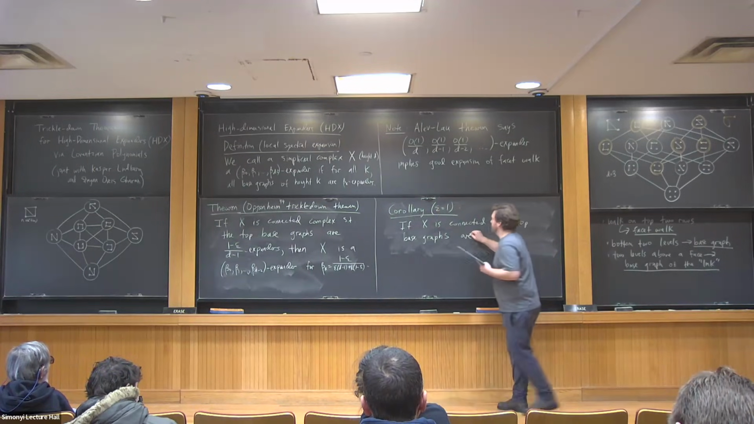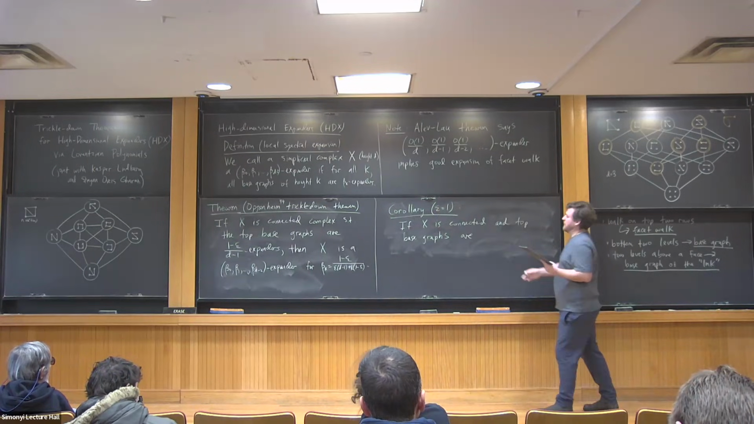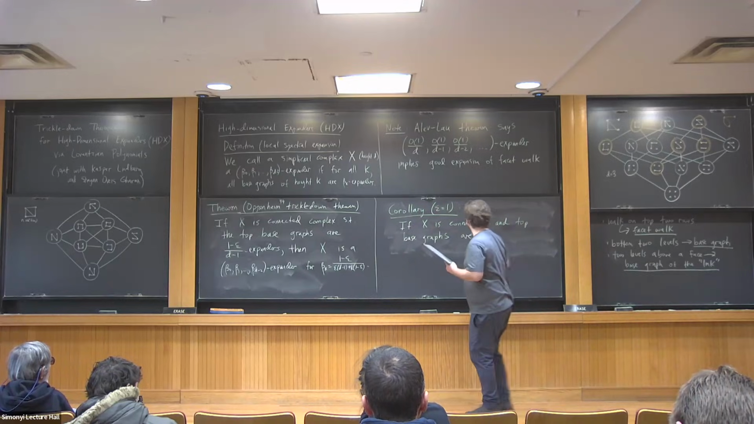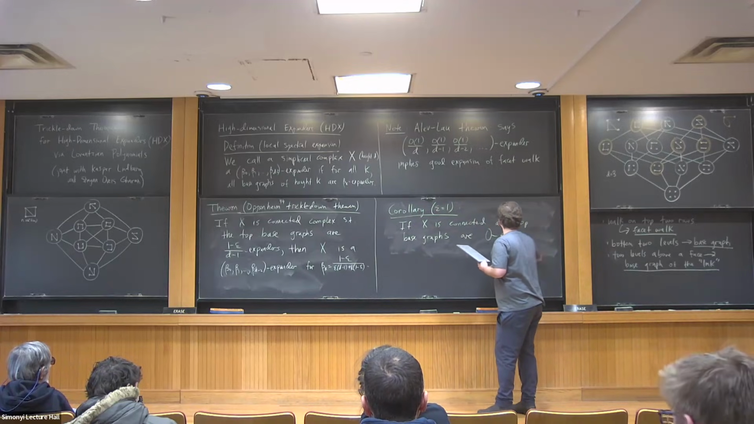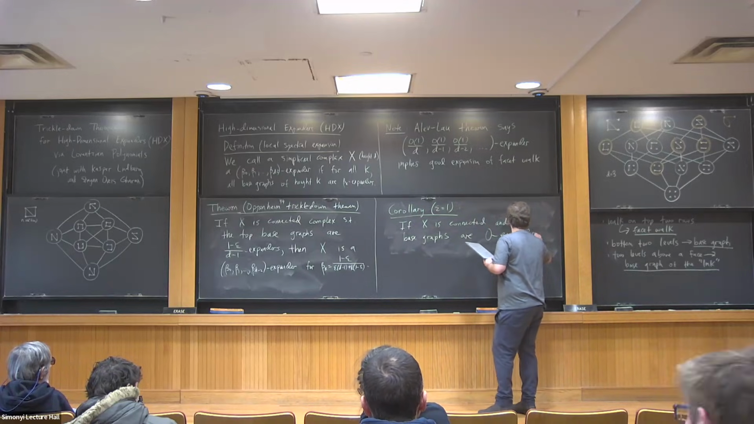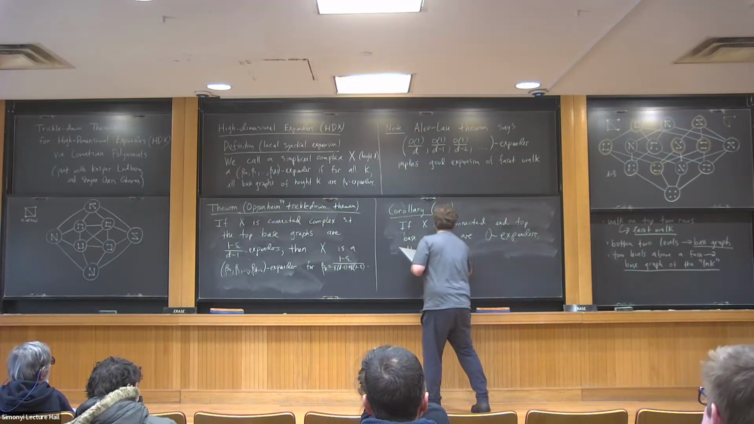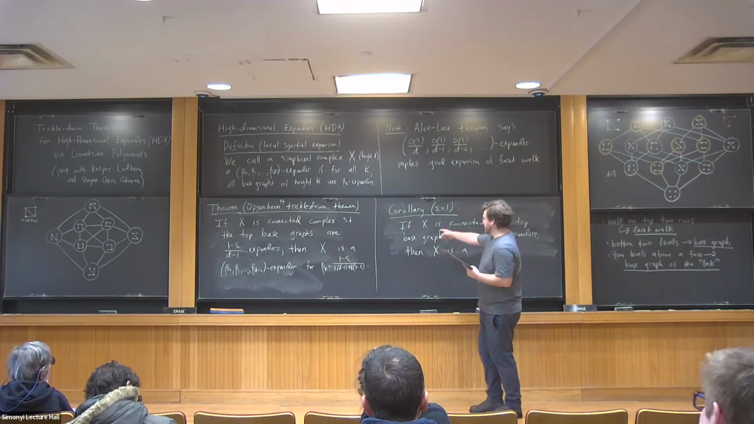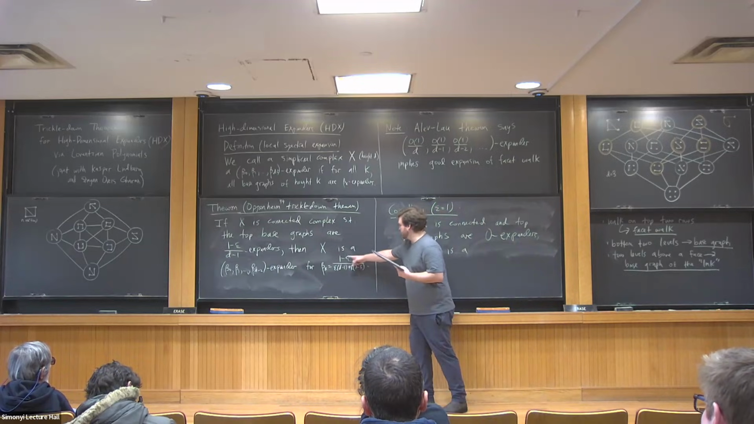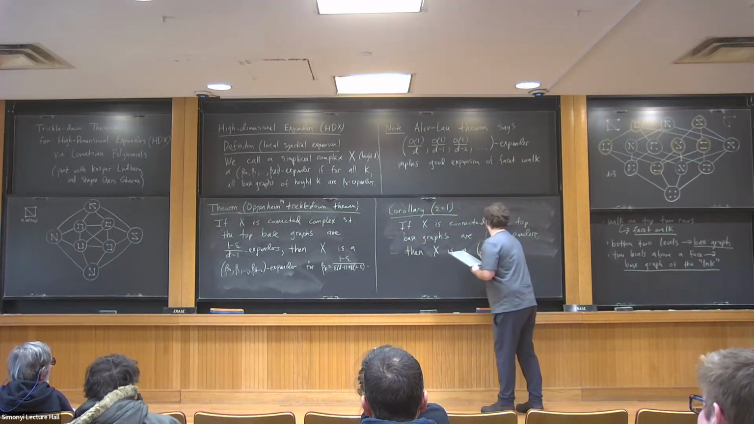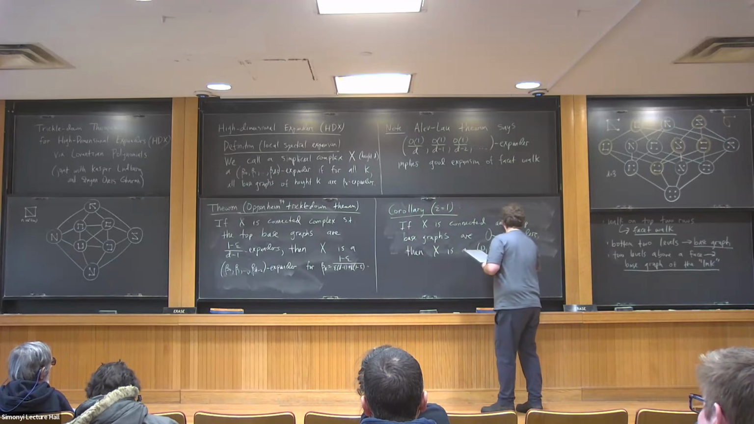Okay, so if x is connected and the top base graphs are now what? 1 minus 1 over d minus 1 expanders, so that's 0 expanders. Then x is a, again, if I plug in 1 for epsilon, I just get 0 here. Okay, so all of these numbers become 0.